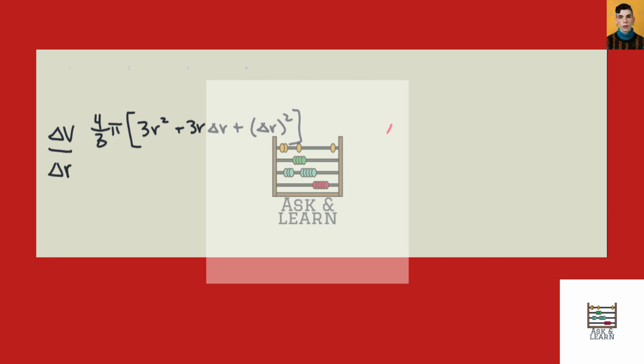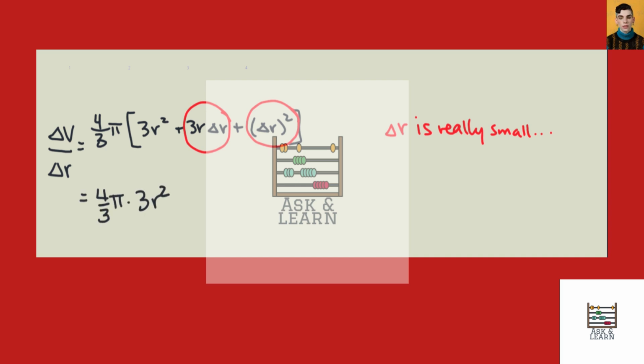Now, what if delta r is really small? It's very close to 0. Then this quantity is very close to 0, and this quantity is very close to 0, and what we have remaining is 4/3 pi times 3r squared, and that is 4 pi r squared.